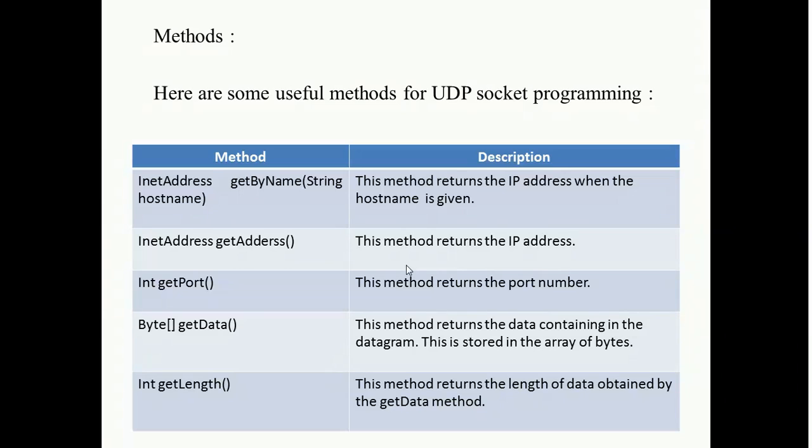And the last method is getLength. The getLength method returns the length of the data obtained by the getData method. Means whatever data is obtained by the getData method, that data's length is returned by the getLength method. So these 5 methods are commonly used in UDP sockets.